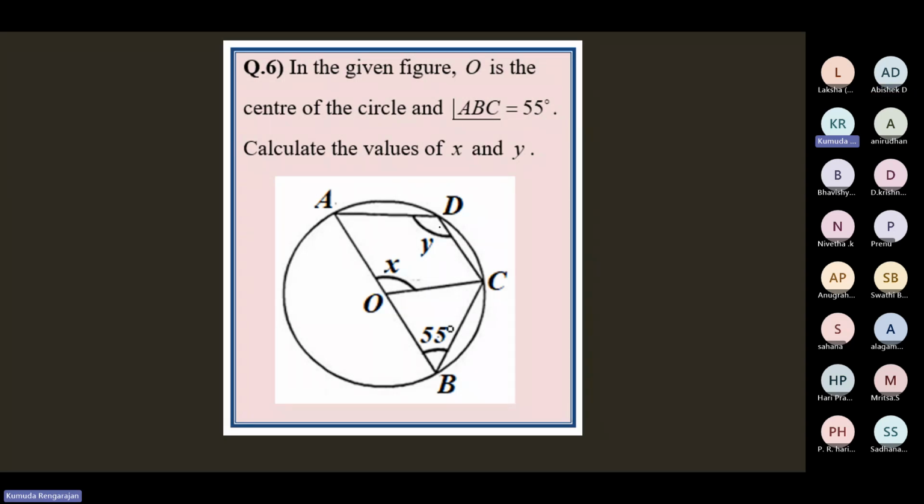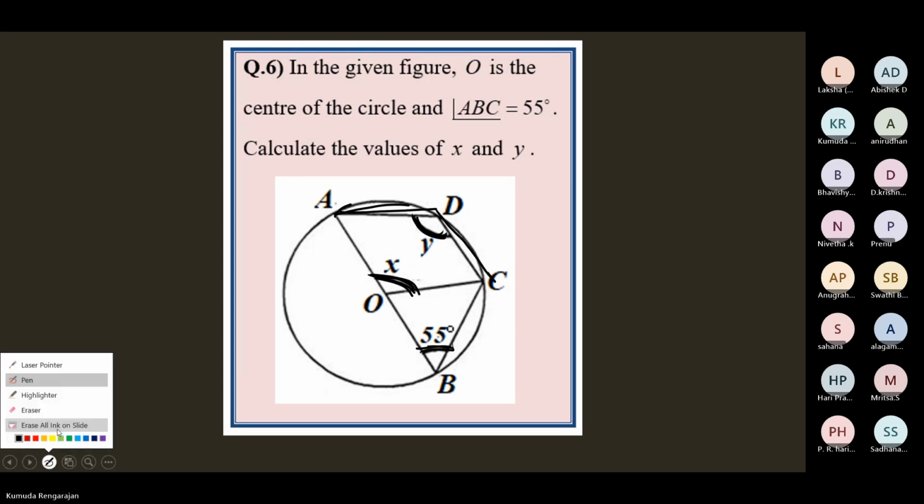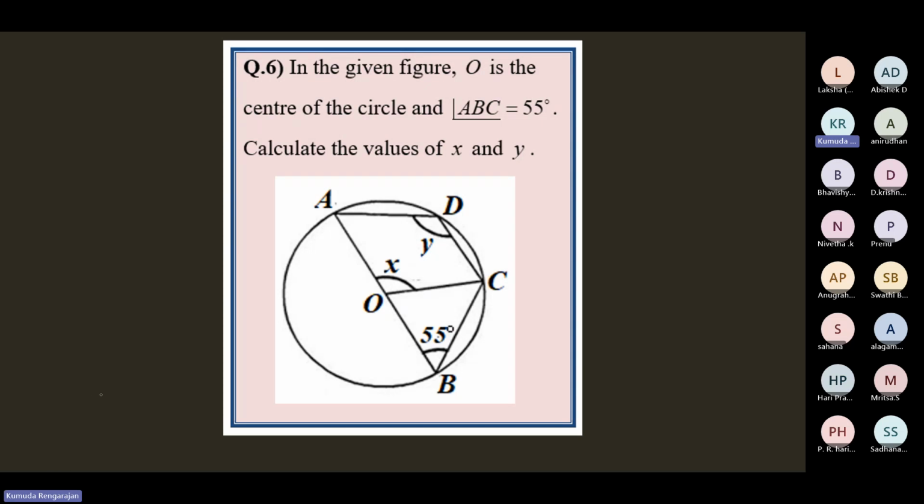Now, if you want to use a theorem, angle at the center is double the angle on the circumference, then this angle Y is called angle ADC. See, we have answered both. We found X and Y. X we found using this angle, 55 degrees, and the theorem: angle at the center is double the angle on the circumference. And we found Y using the property of a cyclic quadrilateral: opposite angles are supplementary. We are done. We have answered X and Y. You can also do Y like this.